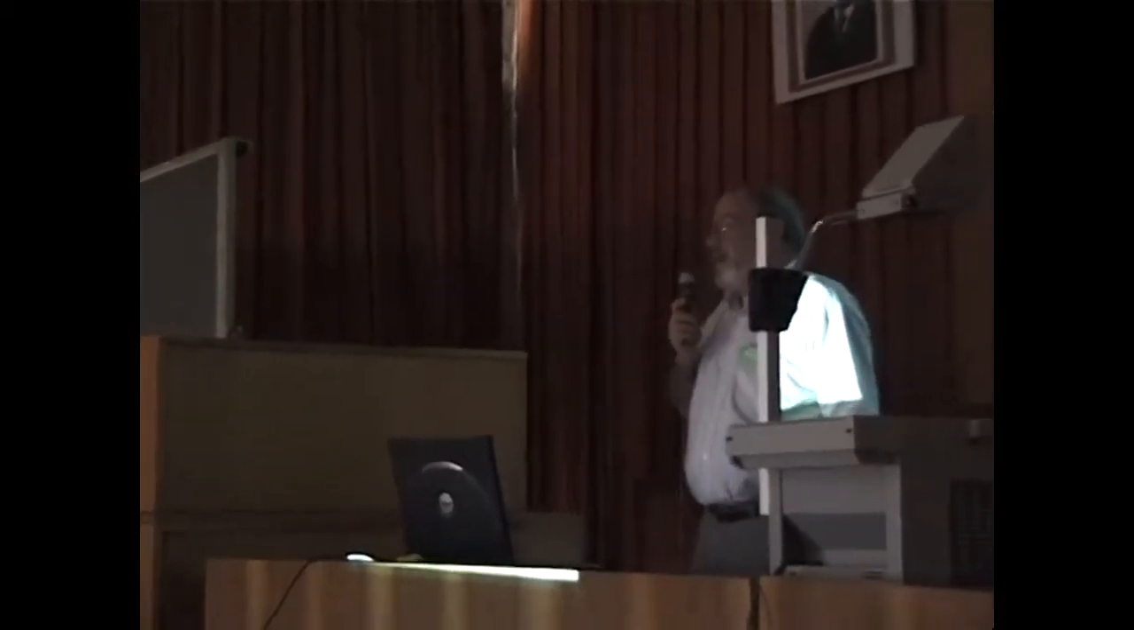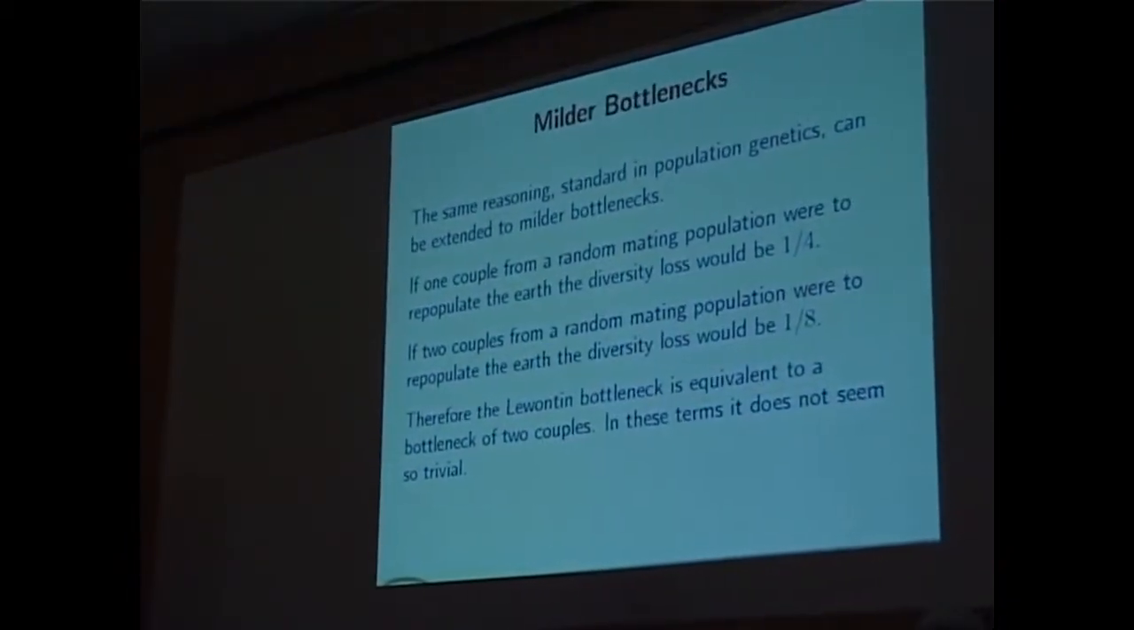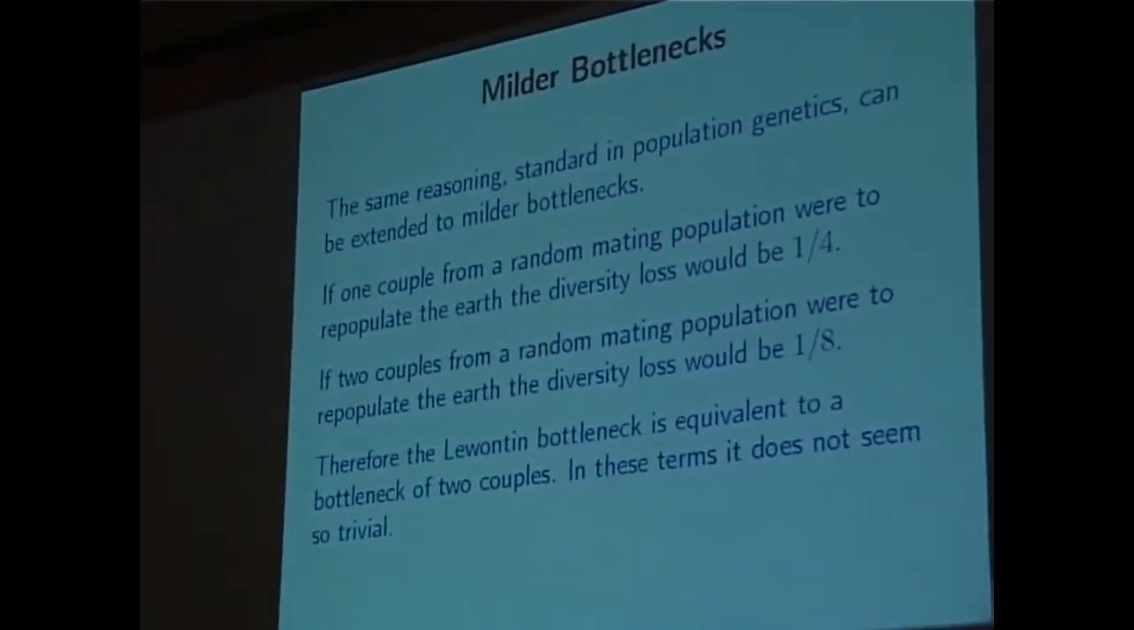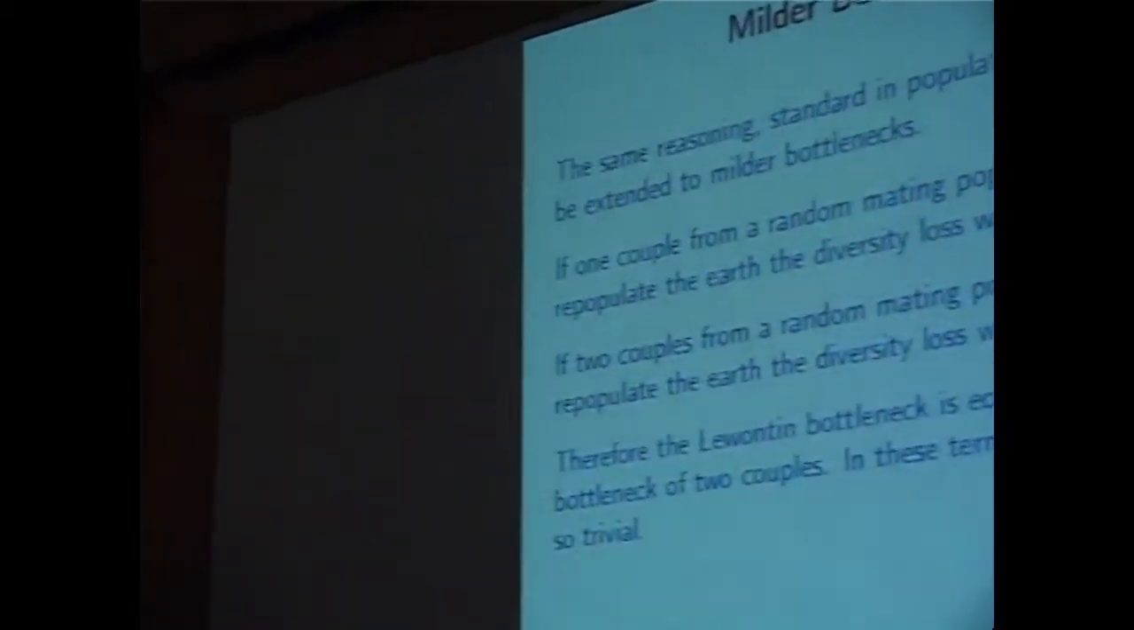If the Earth is repopulated from a single couple, we lose 1/4 and we keep 3/4 of our diversity. If 2 couples from a random mating population were to repopulate the Earth, the diversity loss would be 1/8. We would retain 7/8 of the population diversity, and therefore the Lewontin bottleneck is equivalent to a bottleneck of 2 couples. That does not seem trivial. Right? I can agree that 1/8 is a small number.